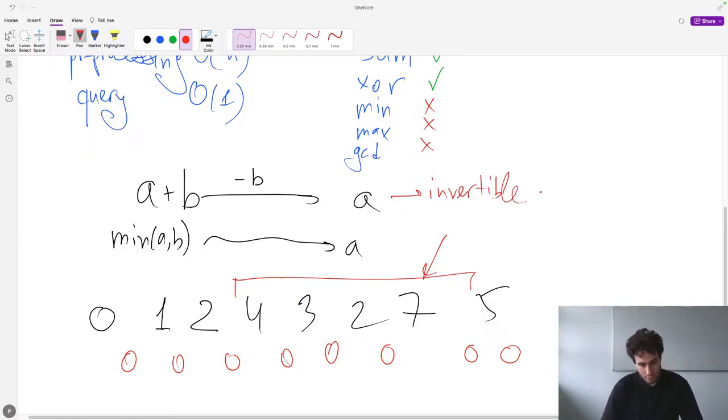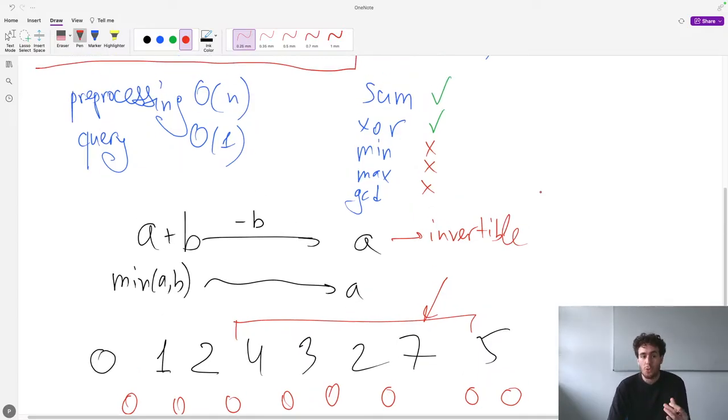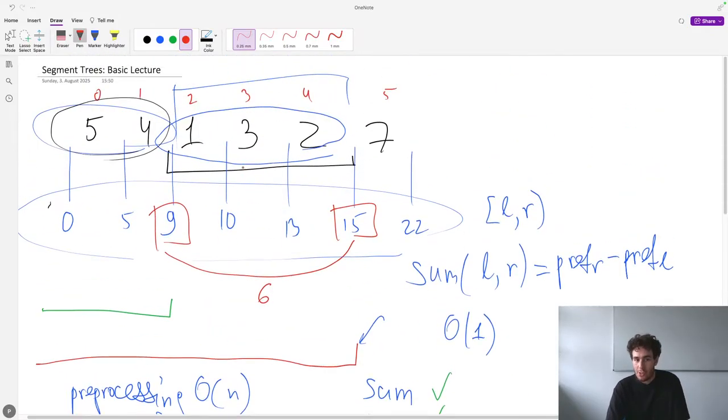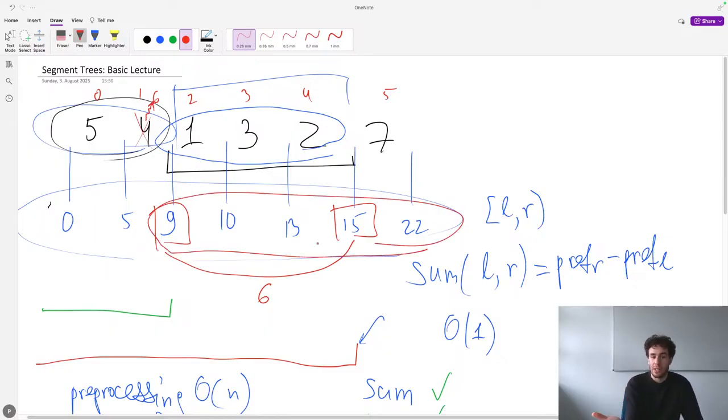Okay. Another property that we're using is that our array is static, so we're not making any changes to our array. If I would change any specific element in this array, like this is not 4 anymore, but now this is 6, then I need to recalculate a lot of prefix sums, right? All of these prefix sums starting from here will have to be recalculated because they use this element 4 inside their sum. But we don't care about this for now.